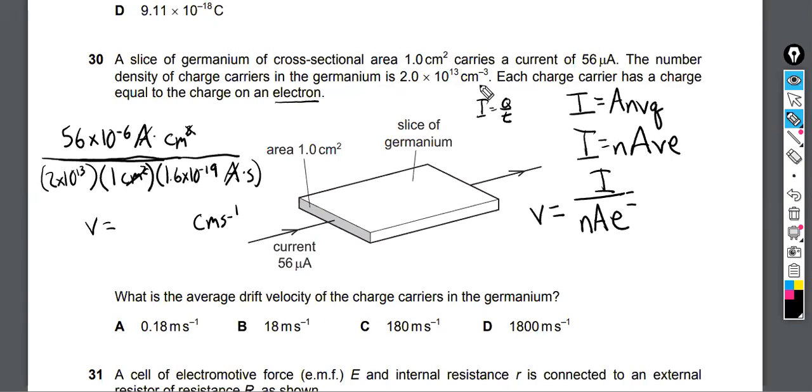56 by 10 to the negative 6, divided by 2 by 10 to the 13, divided by 1, divided by 1.6 by 10 to the negative 19.